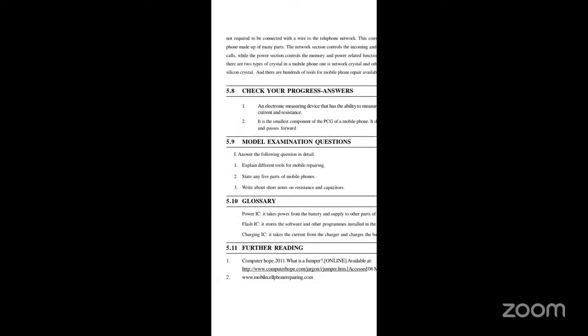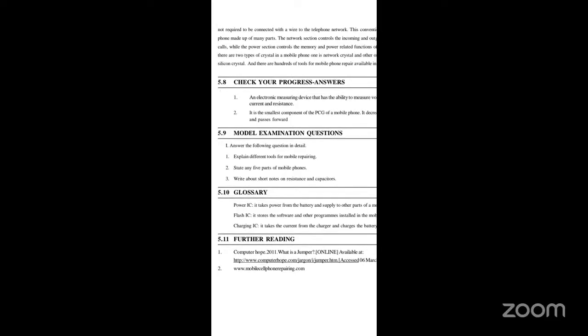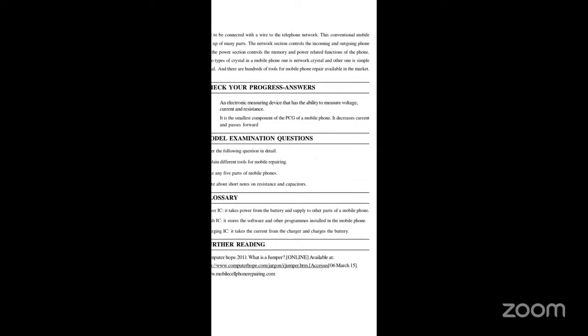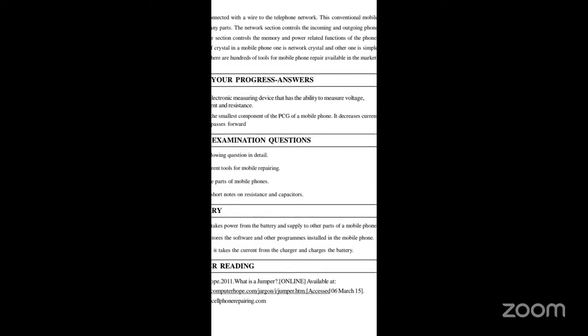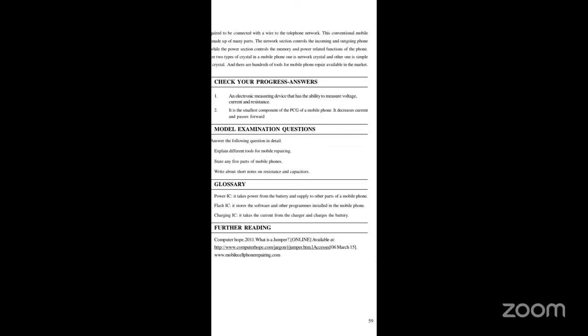There are two types of crystal in a mobile phone, one is the network crystal and the other is a simple silicon crystal. And there are hundreds of tools for mobile phone repair available in the market. A multimeter is an electronic measuring device that has the ability to measure voltage, current, and resistance. Next, the resistor is the smallest component of the PCB of a mobile phone. It decreases current and passes it forward.